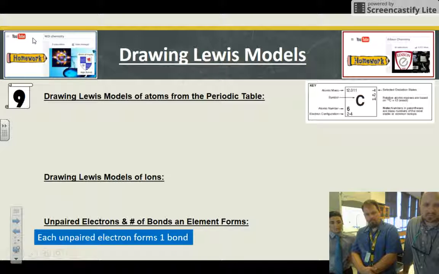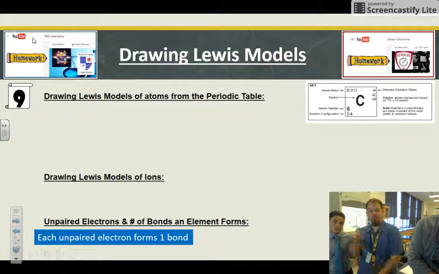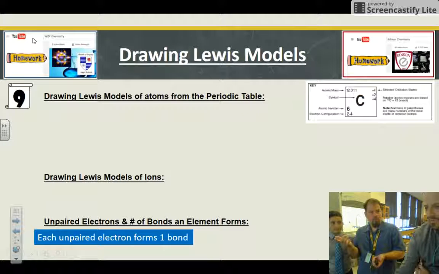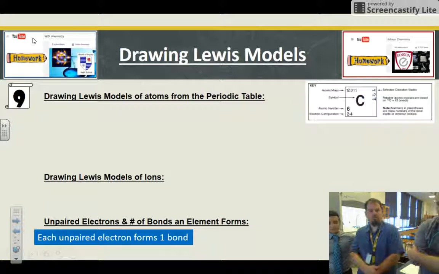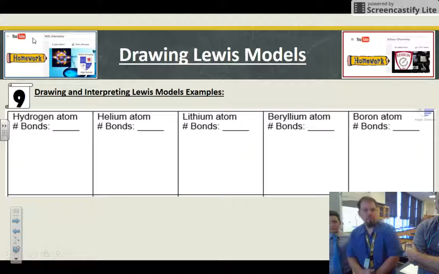For each unpaired electron, each dot can form one bond. So if it doesn't have a partner, it's looking for one. That would be the bond. Exactly. Okay, and we're going to do this now.